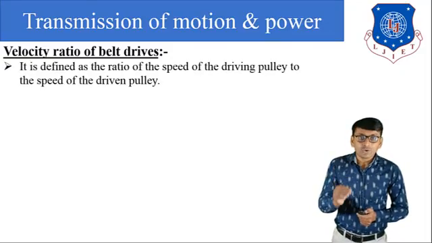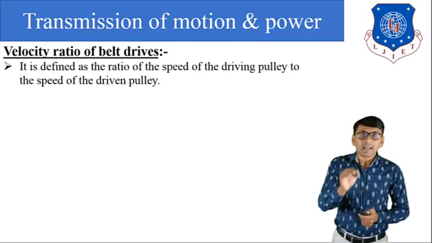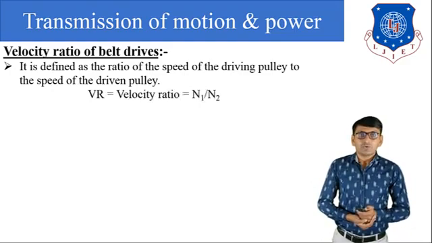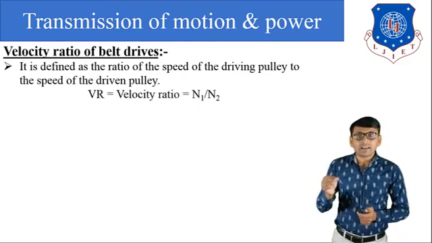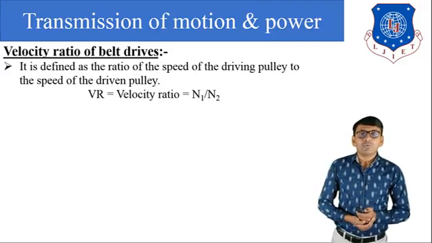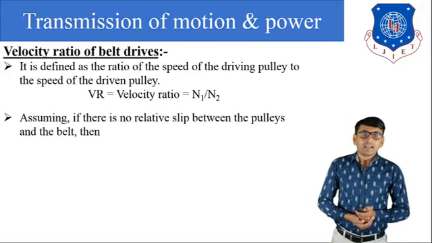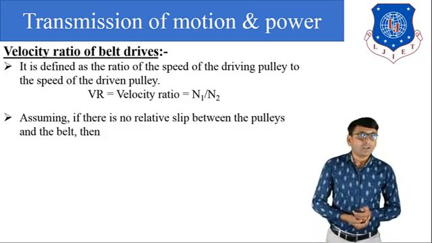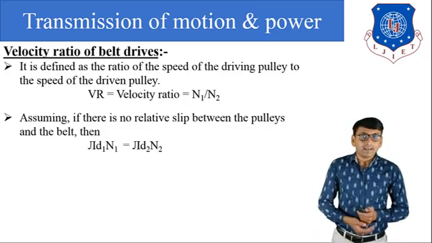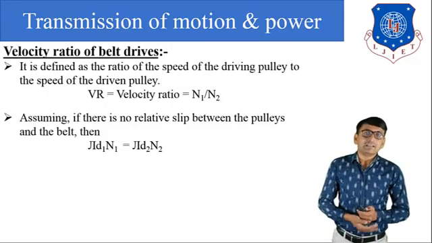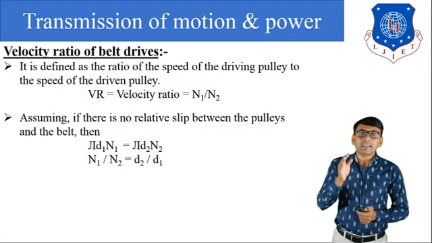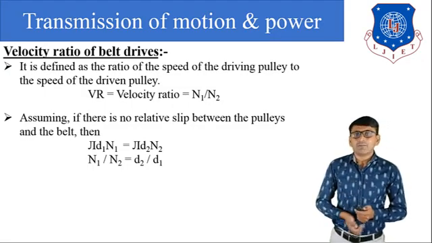It is the ratio of the speed of the driving pulley to the speed of the driven pulley. So velocity ratio VR is N1 divided by N2, the speed of the driving pulley to the speed of the driven pulley. Now assuming there is no relative slip between pulley and belt, then pi d1 n1 is equal to pi d2 n2. Then pi cancels, so n1 divided by n2 is equal to d2 divided by d1.